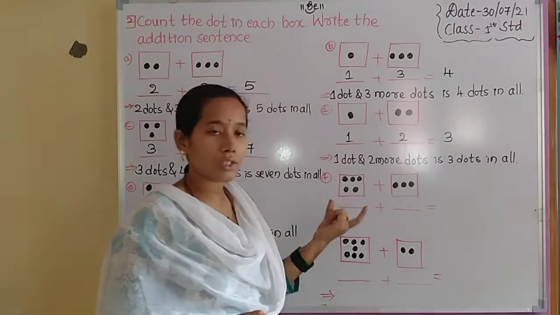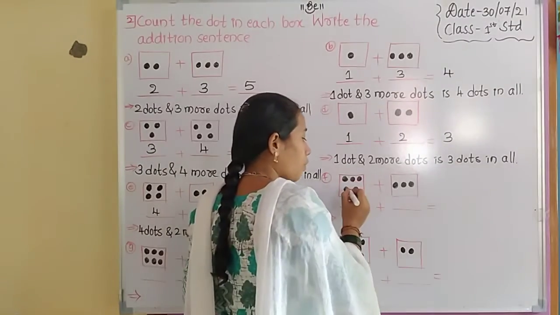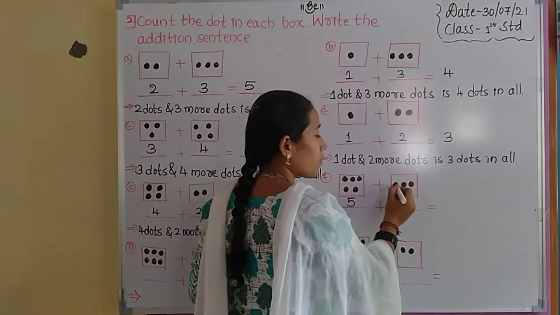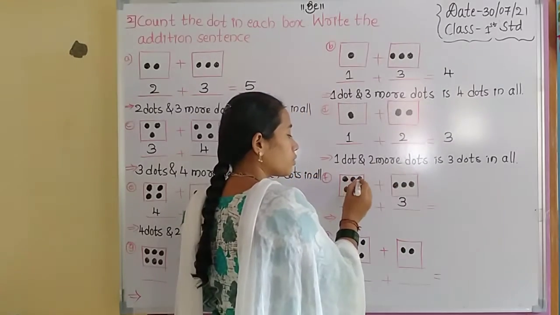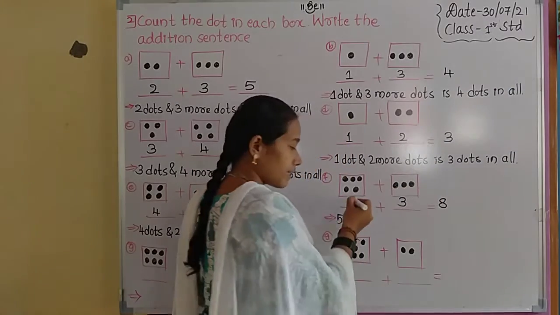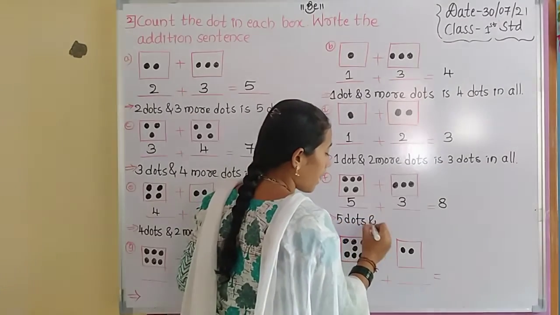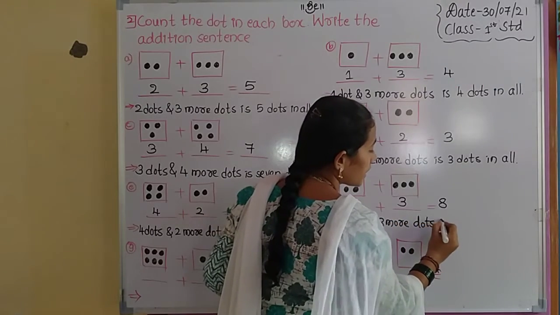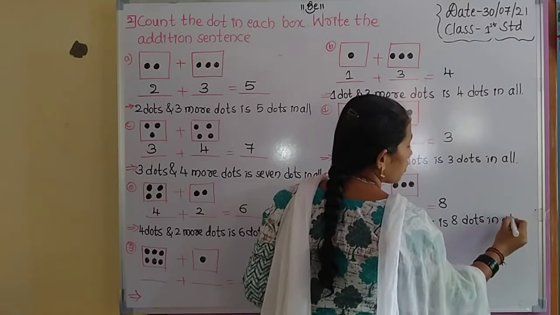The next one. Here also we count the first box. It contains how many dots? 1, 2, 3, 4, 5. So write here 5. Then the addition symbol as it is, and the second box contains 1, 2, 3. Count all in all: 1, 2, 3, 4, 5, 6, 7, 8. So write here 8. Then how to write the addition sentence? First take the first addend: 5 dots and 3 more dots is 8 dots in all.